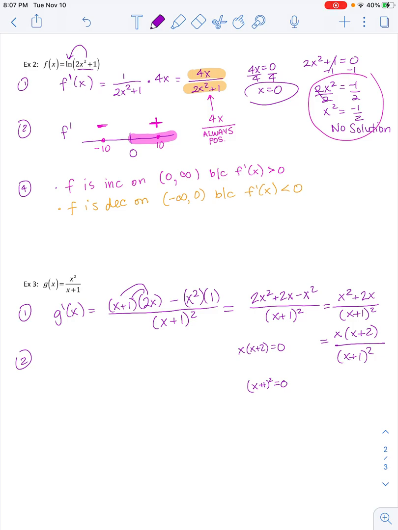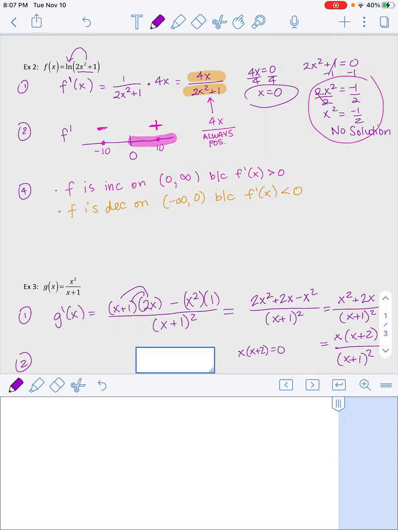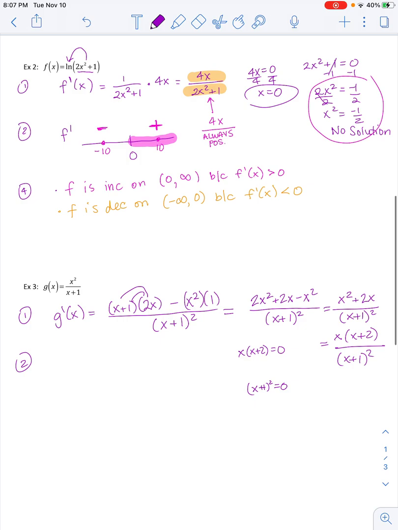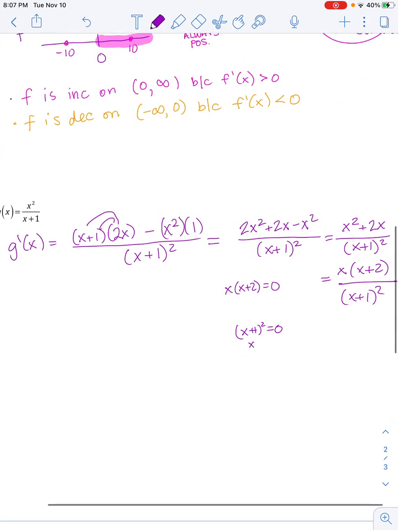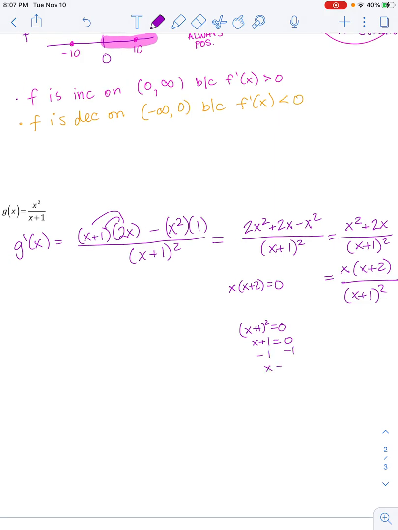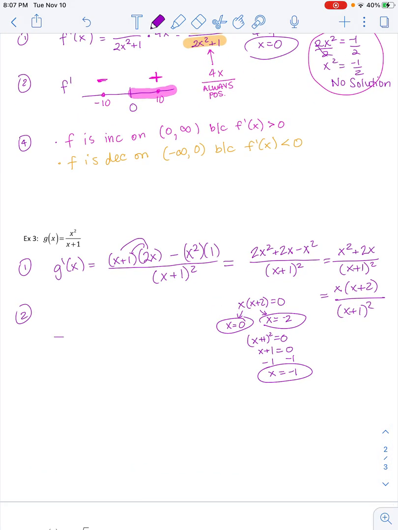(x plus 1) squared. Since it's that quantity squared, we can really just reduce it: x plus 1 has to equal 0. And then I get negative 1 as one critical number. And then up here, I get 0 as one critical number. And then this gives me x equals negative 2 as a third critical number. Oh, the insanity. So let's put them in order: negative 2, negative 1, and 0.